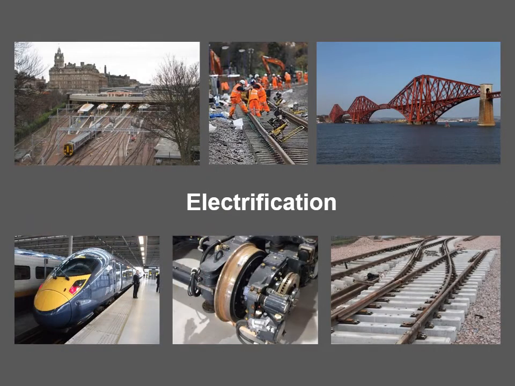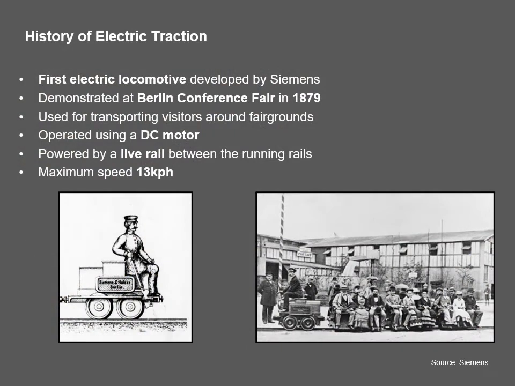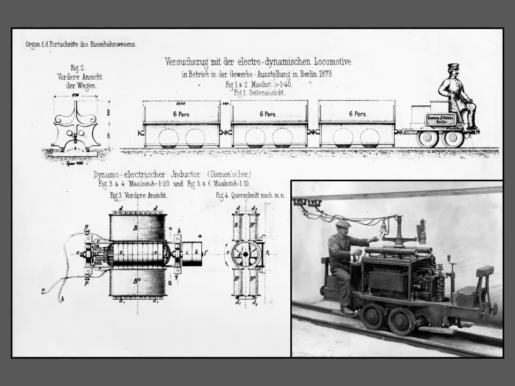We're now going to look at the subject of electrification. The first electric locomotive was developed by Siemens. It was demonstrated at a Berlin conference fair in 1879, and it was used for transporting visitors around the fairgrounds. It was operated using a DC motor and had a live rail between the running rails, and its maximum speed was 13 km per hour. Here we can see the train itself and details for the patent, and also, lower right, a version where overhead line electrification was used.